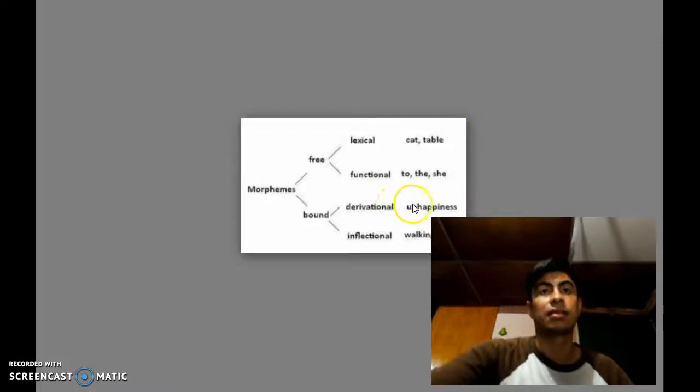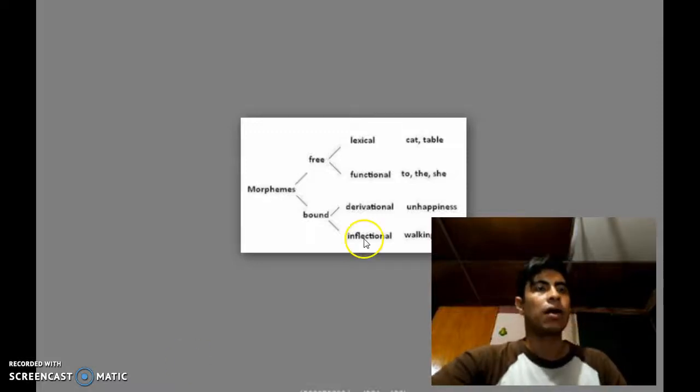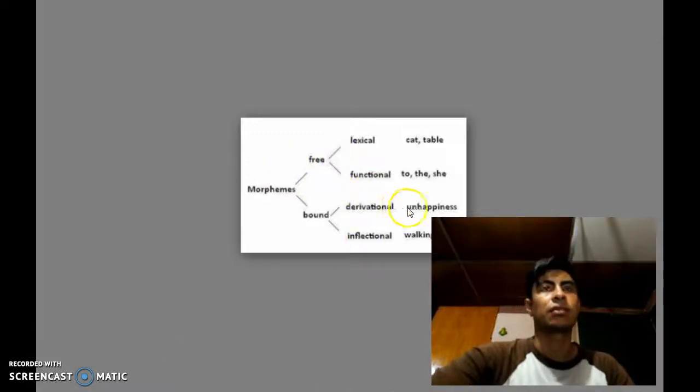In this example we have a prefix and a suffix, and in here we have the word. This is called the stem. As we can see, the middle part of a word is called a stem.